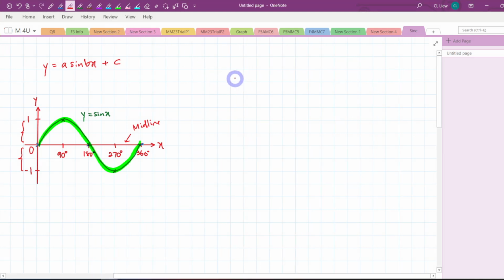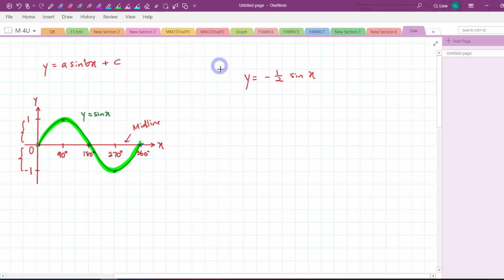Okay, now let's try to sketch another graph. y equal to negative 1 over 2 sine x. Now you have a negative over here. So we know that the amplitude is 0.5 unit, and the period remains unchanged because this is still 1, and we don't have any vertical shift. At the back here is 0, which means that the midline is still here, y equal to 0.